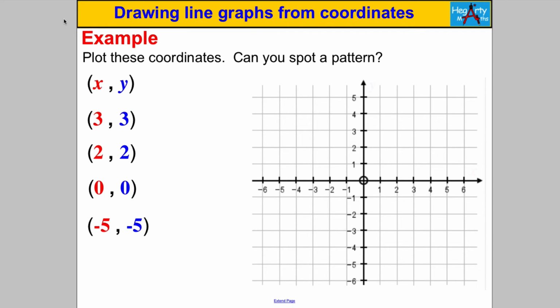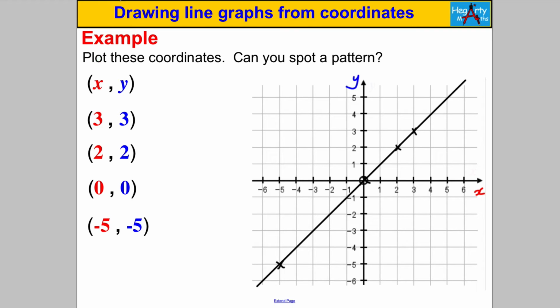Here's another one. Plot these coordinates for me and see if you can spot the pattern. Right, there's the x, there's the y. Okay, (3, 3) means 3 right, 3 up. There we go. (2, 2) means 2 right, 2 up. (0, 0), 0 right, 0 up. There. (-5, -5) means 5 left and 5 down. Can you spot a pattern here? Well, I certainly can. These are going through a straight line, but this time it's a diagonal line like that.